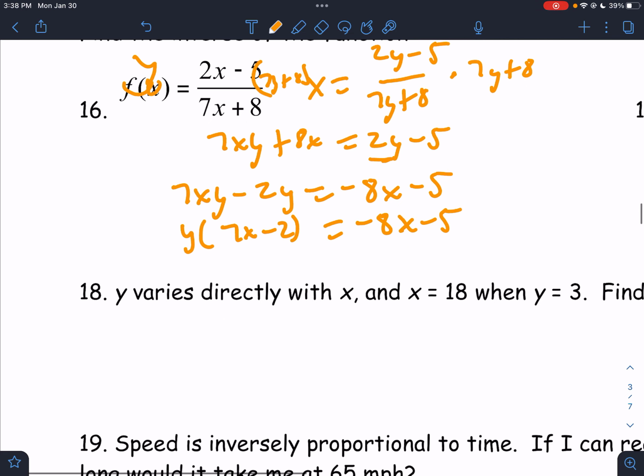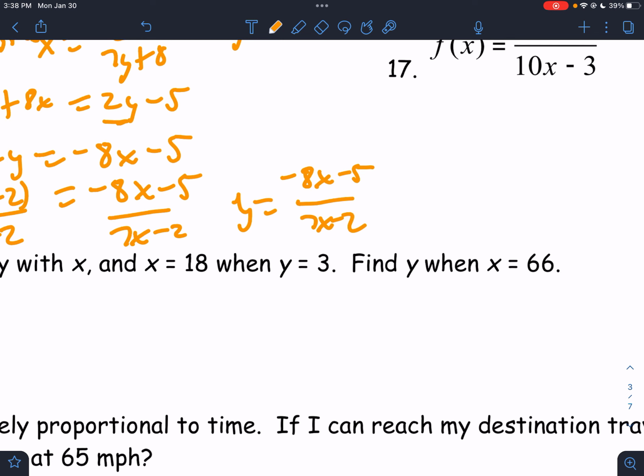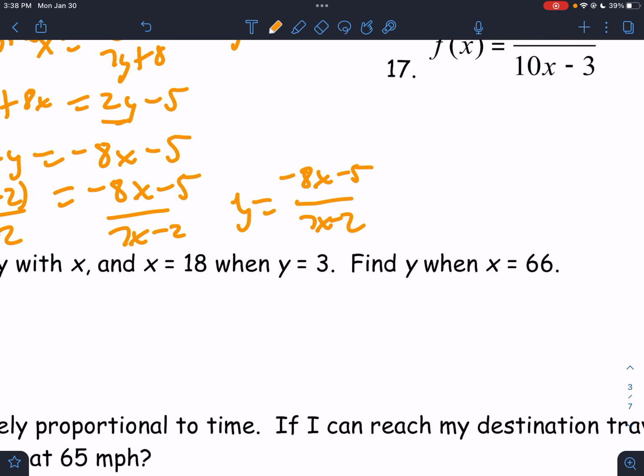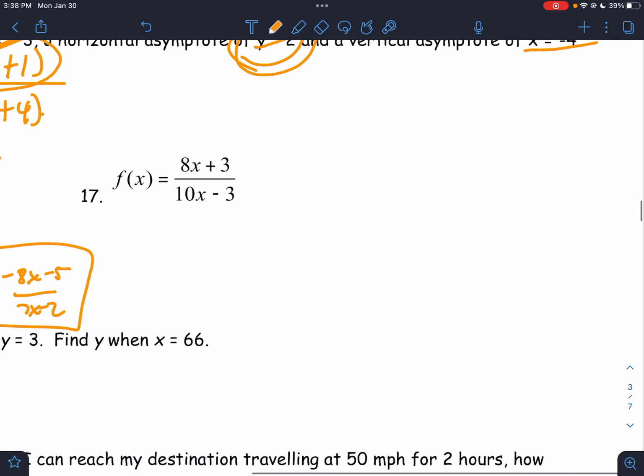So then I can divide both sides by 7x minus 2. And I get y equals negative 8x minus 5 over 7x minus 2. There we go. Yep. I can't think of anything else we could do on that one. Perfect. Okay. Over here, same idea.